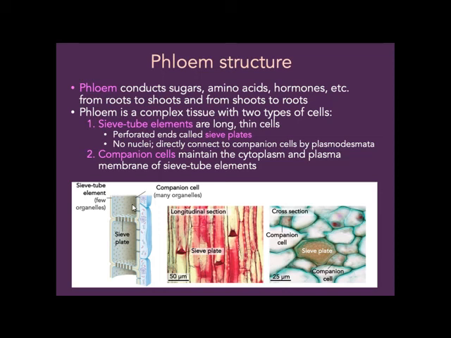Okay? So sieve tube elements have sieve plates at the end, so there are little holes in them. Sieve tube elements have no nuclei, and so they directly connect to a companion cell by plasmodesmata. So the sieve tube elements are kind of real dumb cells with no nucleus, but they have a companion cell on the side. So here's a sieve tube cell. You can see that it is because it's got a sieve plate showing, and then it has a little companion cell with a nucleus. The companion cell is kind of the cell that's controlling what's going on, and it is connected to the sieve tube element through plasmodesmata.